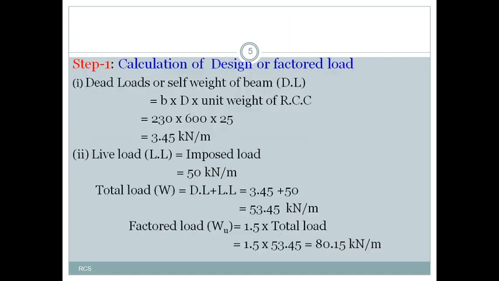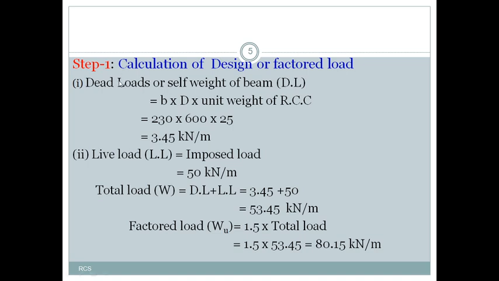The first step is the calculation of the design or factored load. That means for the total load, what is the amount of total load acting on the beam which is going to be designed. We have the dead load, and in the problem the live load is given, right? We add them together to get the total load, and the total load will be multiplied by a partial factor of safety, and then we get the factored load.